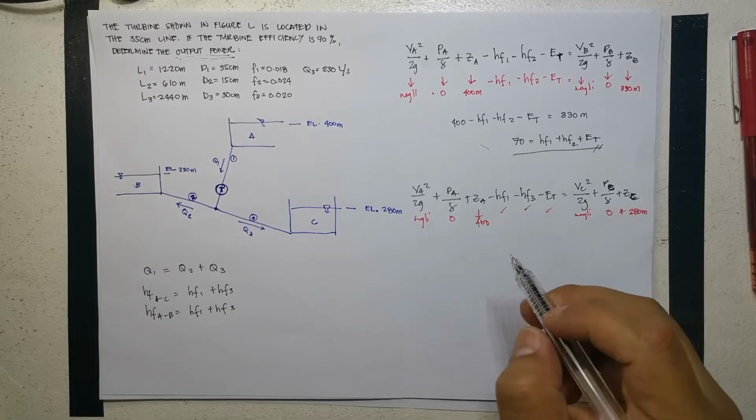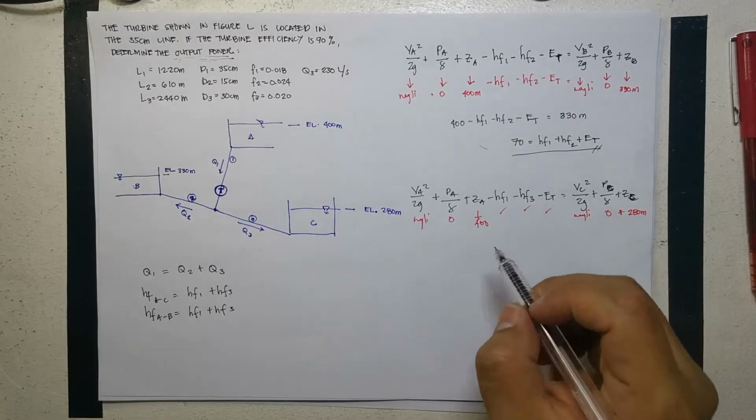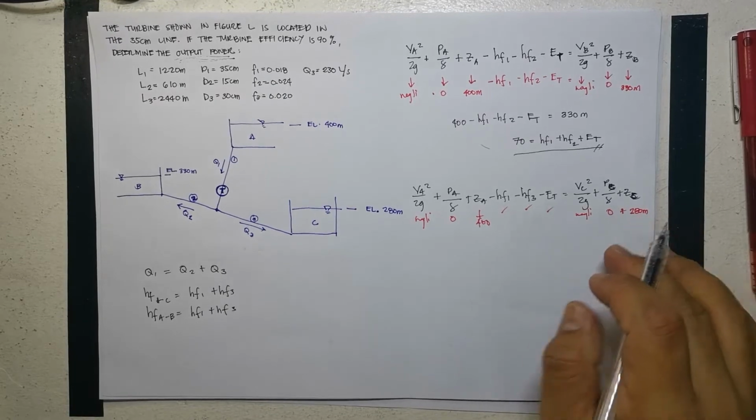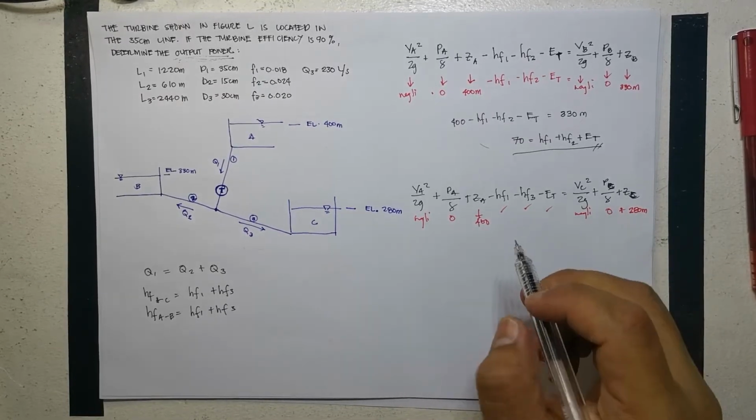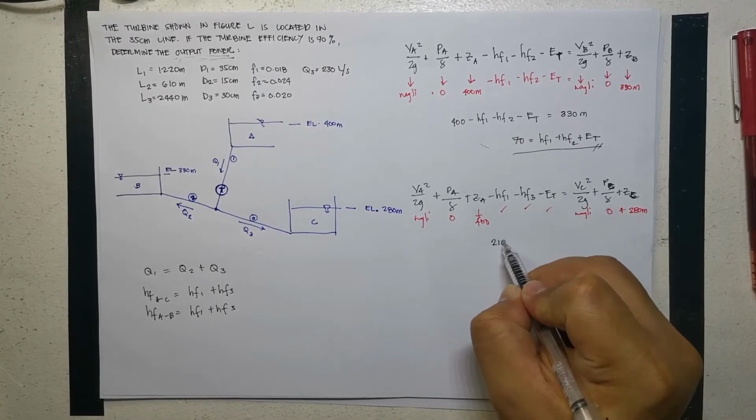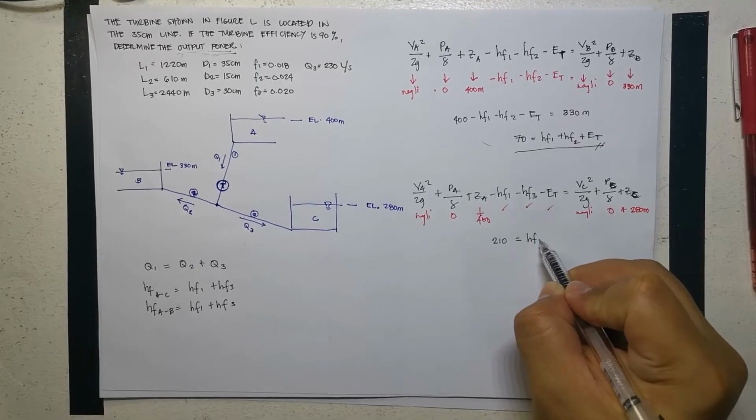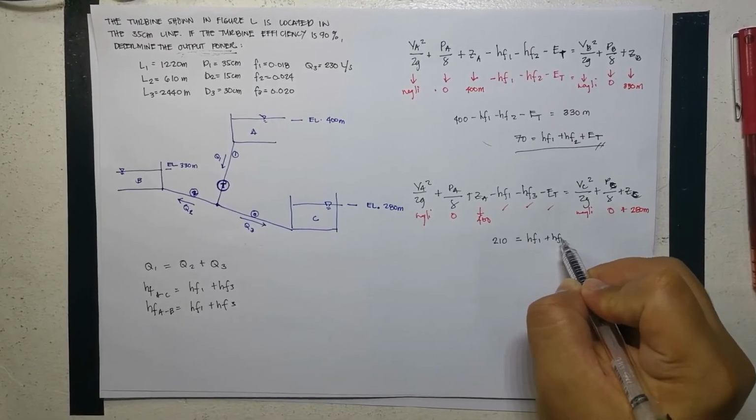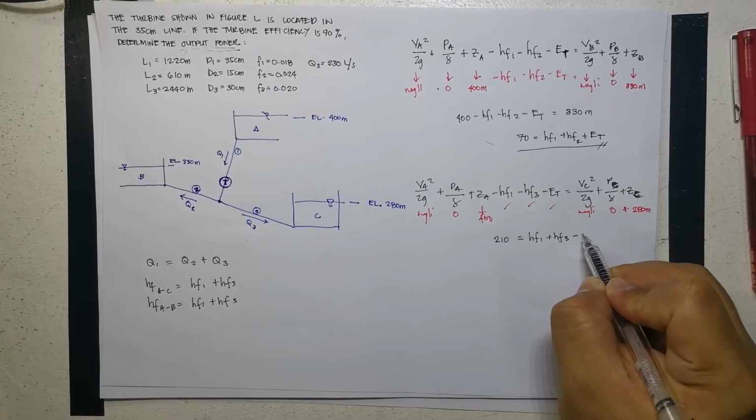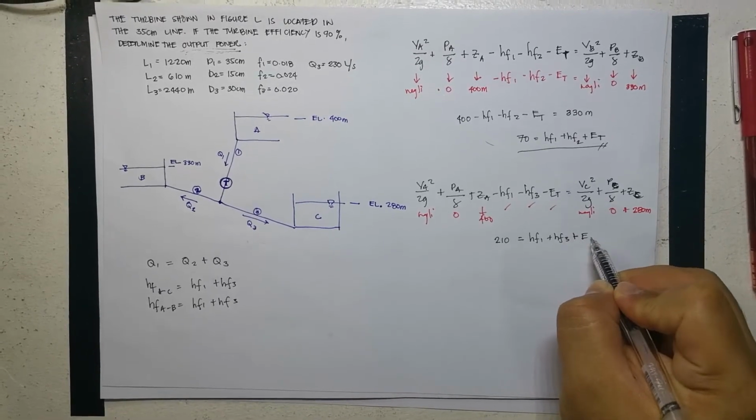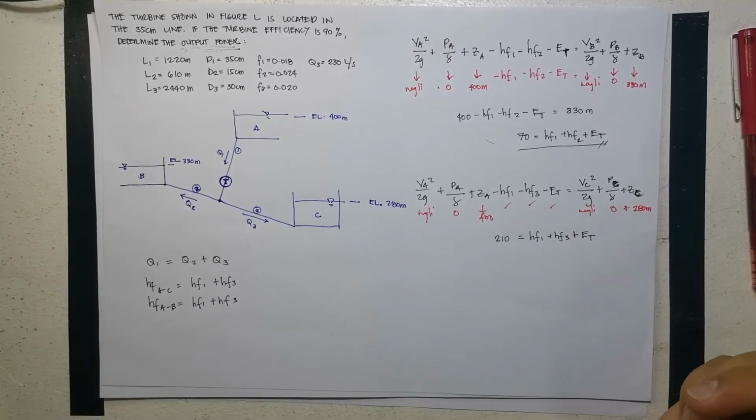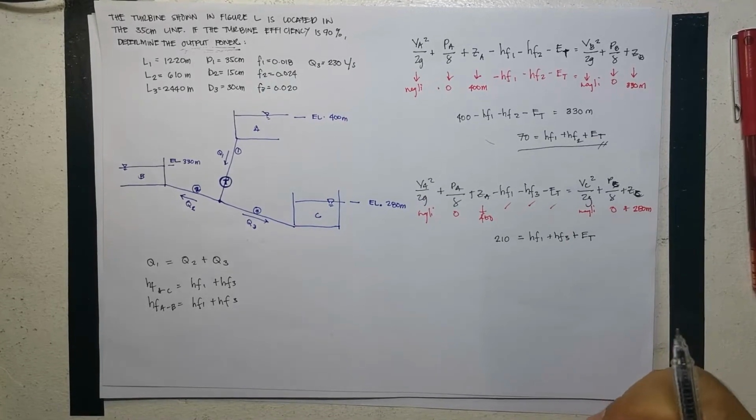So, when we simplify again, we have 210 is equal to HF1 plus HF3 plus ET, the energy input to the turbine.